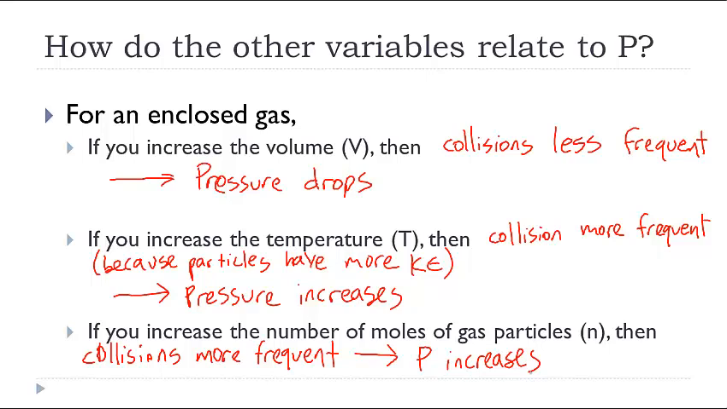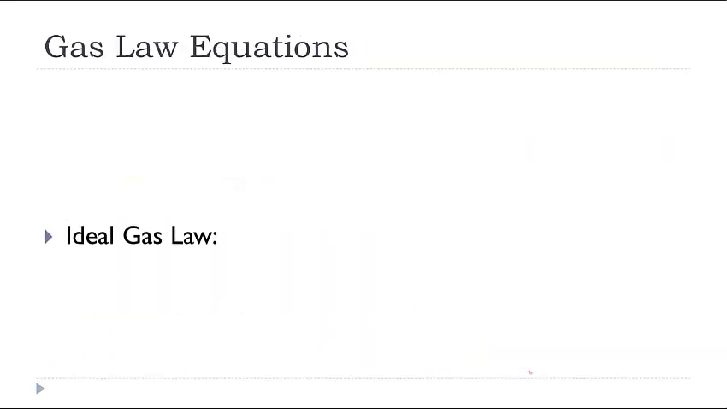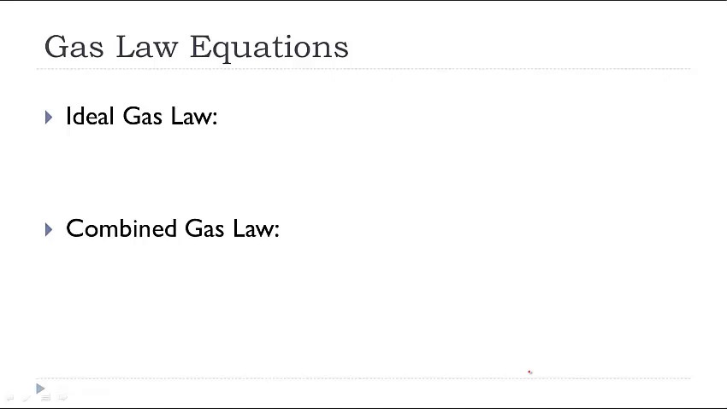You can imagine lots of mathematical relationships where when volume increases, pressure goes down. Or lots of mathematical relationships where when temperature increases, the pressure increases as well. But it turns out we get pretty much the simplest mathematical relationship we can get. And it's called the ideal gas law. And the idea is this.